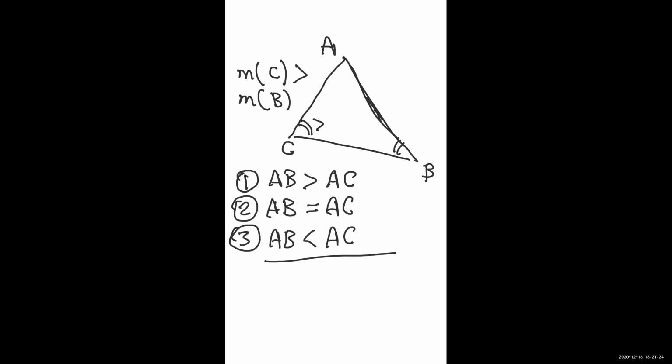Now, guys, if AB equal to AC, this means it becomes an isosceles triangle. So simply, the measurement of C has to equal the measurement of B, right? But it's given that the measurement of C is greater than B. So this is not an accepted assumption, right?